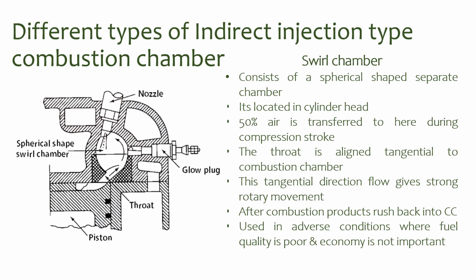Now we will see different types of indirect injection type combustion chambers. The first one is a swirl chamber. It consists of a spherical shaped separate chamber. It is located in the cylinder head. 50% of air is transferred to here during compression stroke.